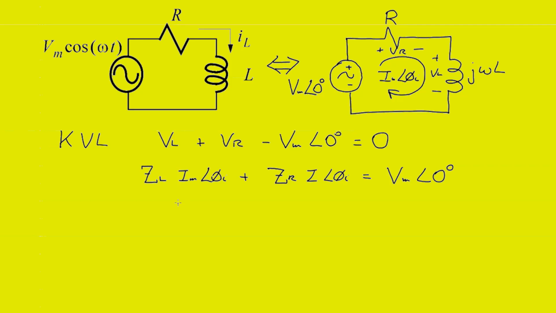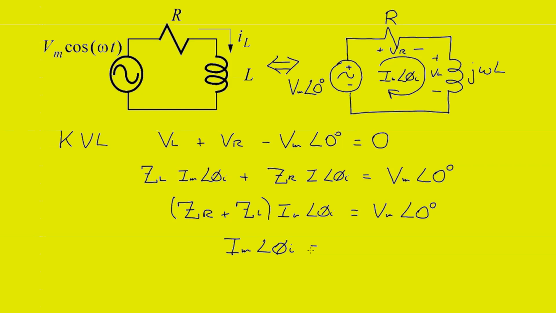I can rewrite the equation as ZR plus ZL, all times the current, I at angle I, will be equal to our applied voltage Vm at 0 degrees. And now you can see that I can solve immediately for the current I at the unknown angle, which will be equal to our voltage divided by the sum of these two impedances, ZR plus ZL.